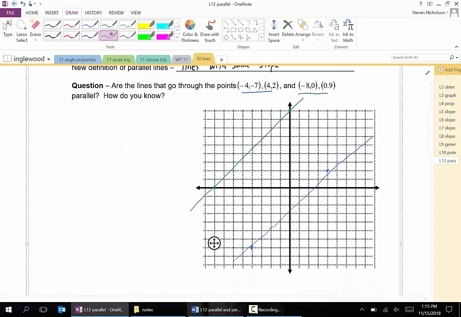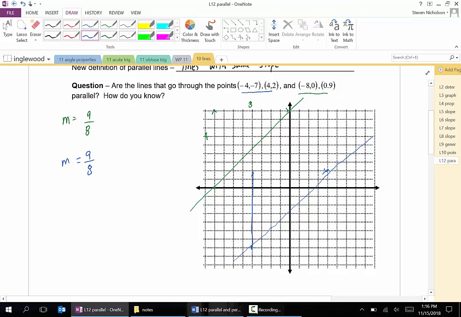So the slope of the green is equal to up 9, right 8. So the slope of the green is, again, 9 over 8. The slope of the blue, guess what? It is 9 over 8. So given that the slopes are the same, these lines will never cross. And think about that for a sec. Does that make sense?